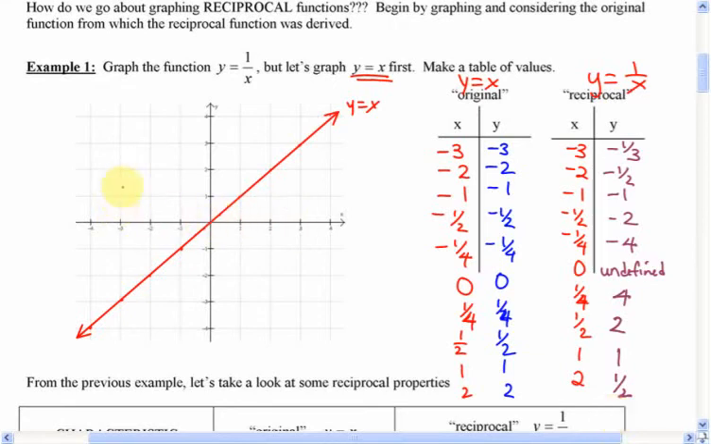So -3, we'll do about -1/3. That would be down here. -2 is about -1/2, so right there. -1 is also -1. And then -1/2 is like -2. And then -1/4 is like, whoa, -4. And then let's not worry about 0 where it's undefined. We'll talk about that in a second. 1/4 is 4, yeah. 1/2 is 2, yeah. 1 is 1, yeah. 2 is a half, okay.